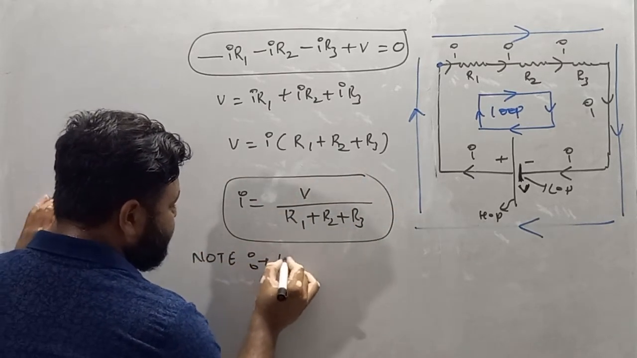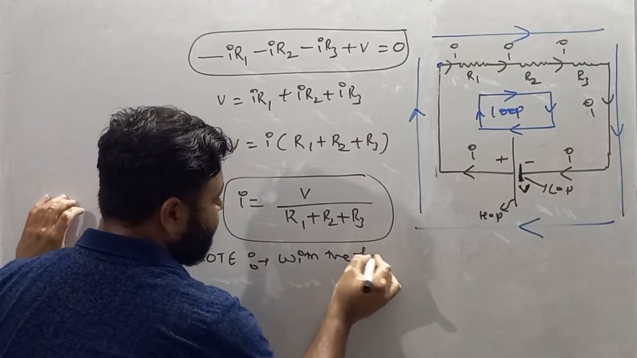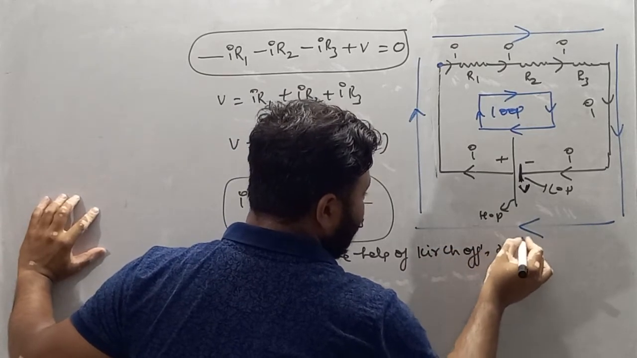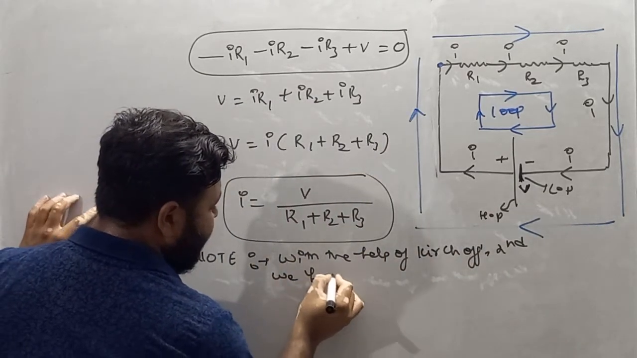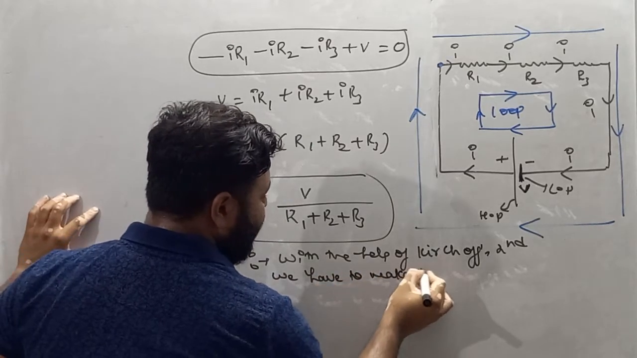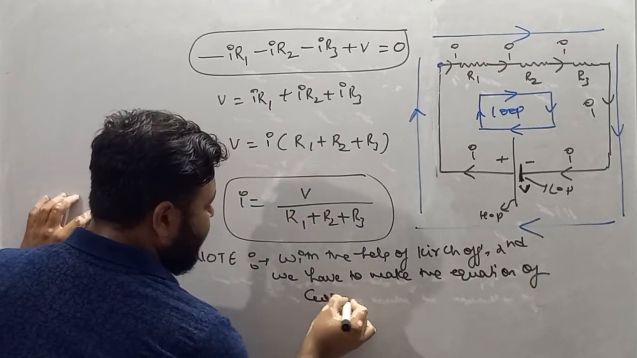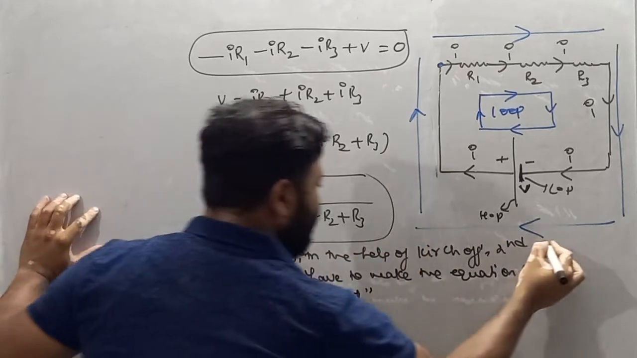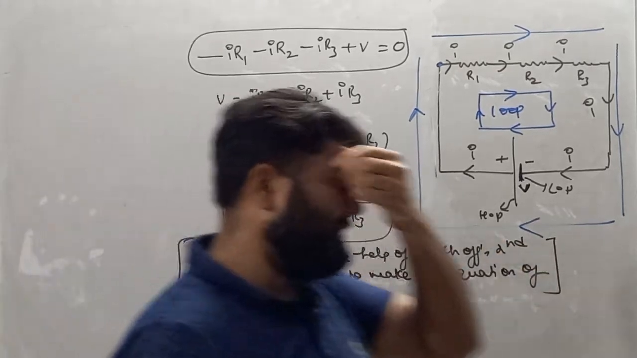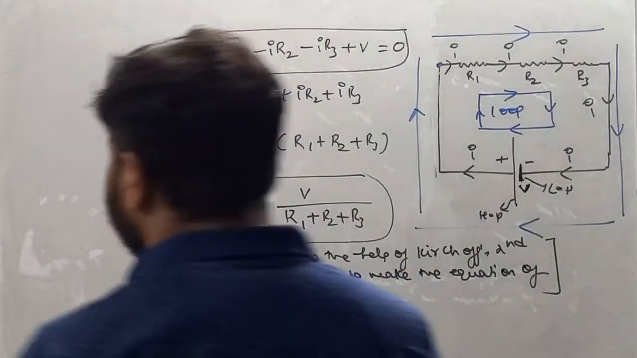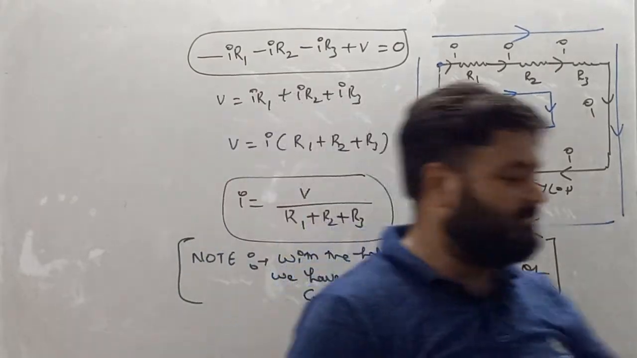With the help of Kirchhoff's second law, we have to make the equation of current. Remember, if you are applying Kirchhoff's second law in any circuit, then you have to write the equation of current. Basically, Kirchhoff's second law can make the equation of current. So this is all about, dear student, Kirchhoff's first law and Kirchhoff's second law.